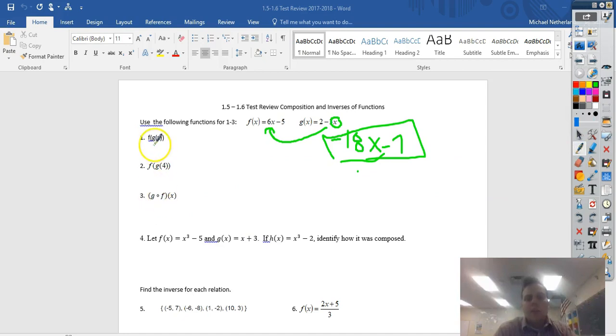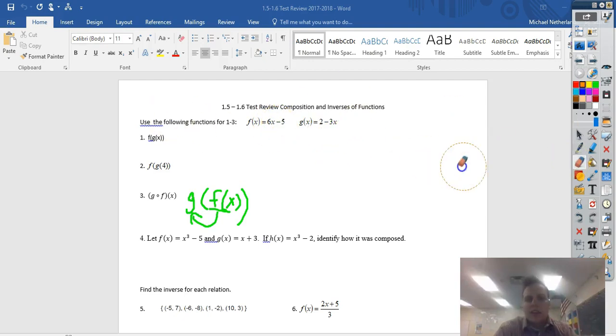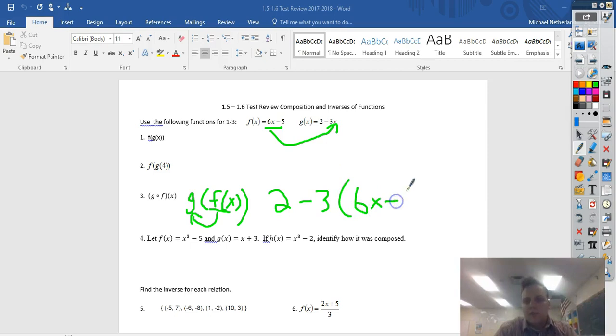That just means basically we're doing it the opposite way. On number 1, I put g into f. In this case, g composed of f of x is really just g of f of x. So it's just take the f function and plug it into g. So here's the f function, 6x minus 5. I'm going to take this 6x minus 5 and plug it in for x in the g function. So it's going to be 2 minus 3 times 6x minus 5.